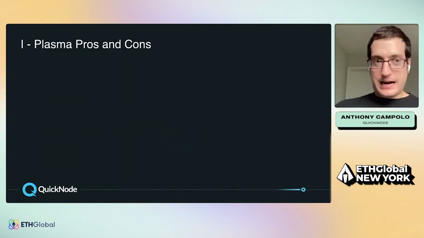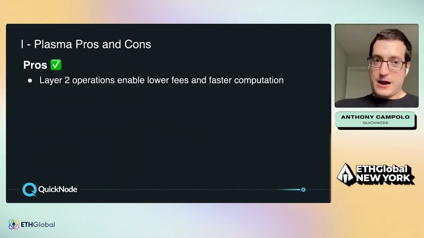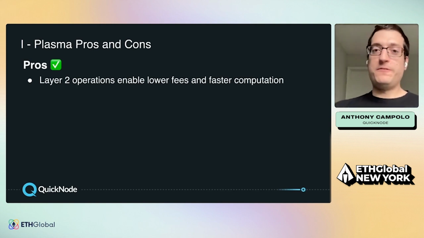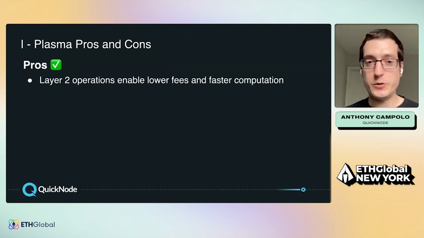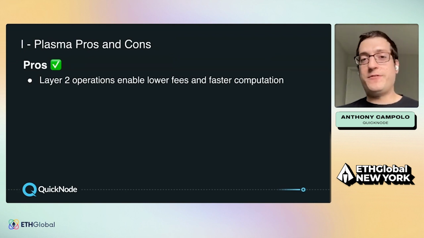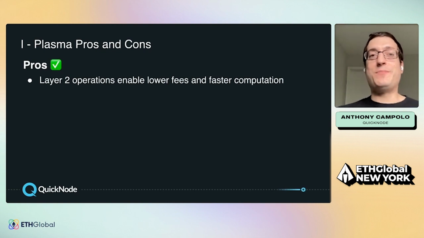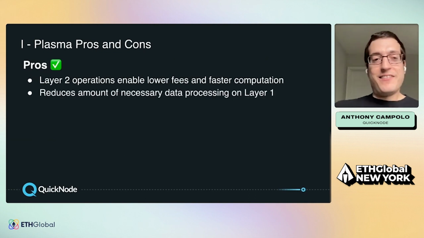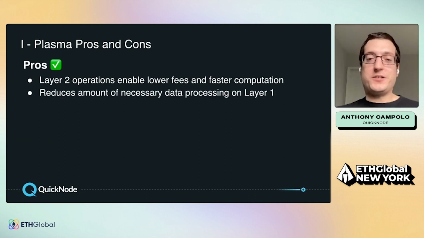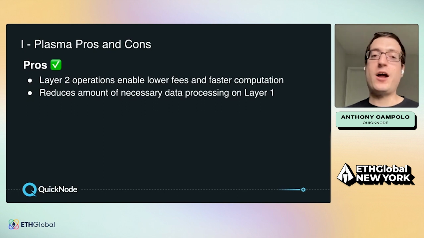Now let's look at the pros and cons of this approach. The first pro is that layer 2 enables lower fees and faster computation. That is really the core pro that we're going to be talking about throughout all these different options: the ability to enable lower fees and faster computation. So you always want cheaper, faster, and then better is the third. That may be the hard one to get. And then you reduce the amount of necessary data processing. The way you enable lower fees and faster computation is by reducing the amount of necessary data processing.